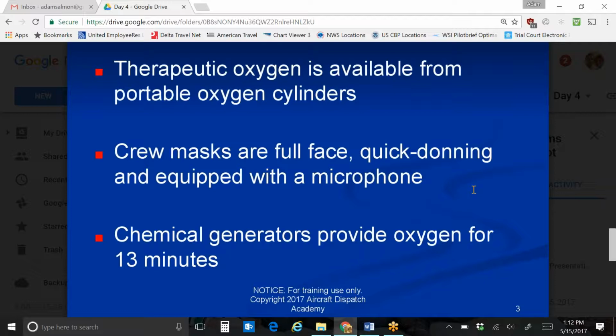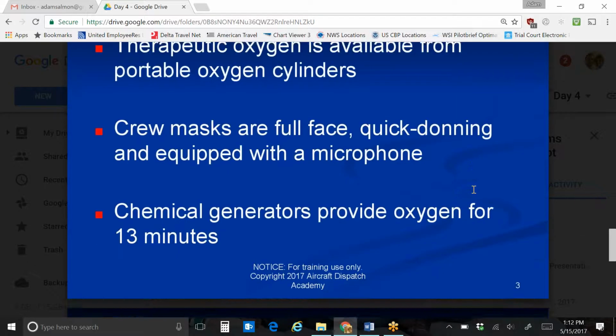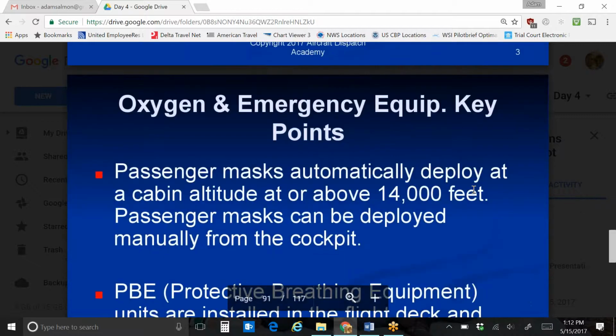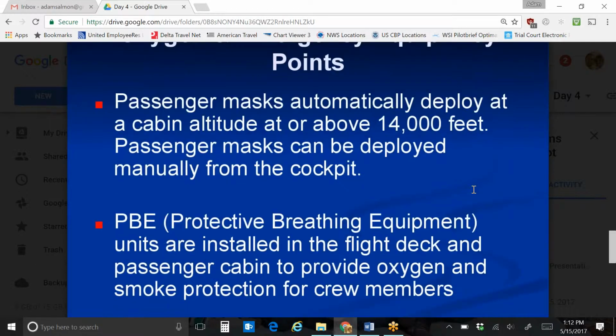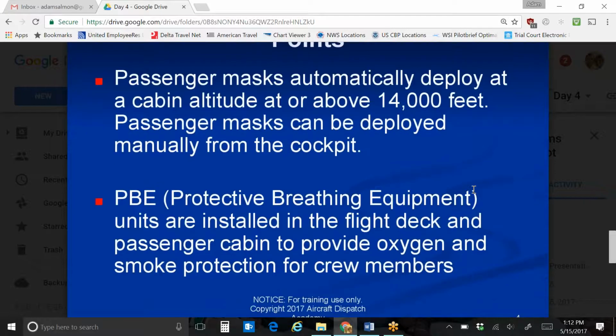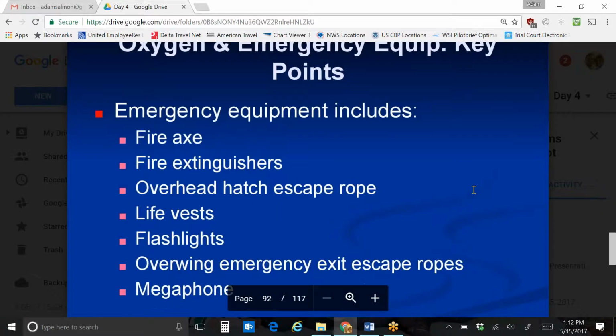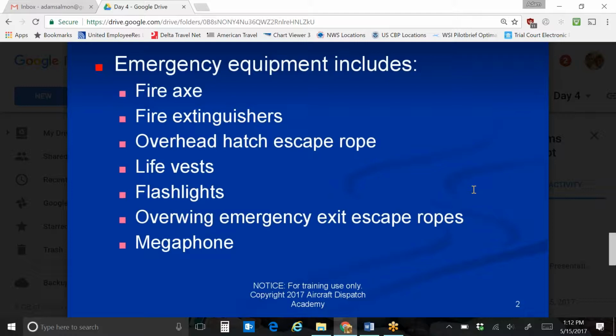So if you see those things fall, the aircraft really needs to get down below 10,000 feet within 13 minutes, which is not very hard to do. They can usually get down very fast, but that's pretty much the only thing in here that you really need to look at and know. This talks about when and how the passenger masks are deployed. This talks about the emergency equipment on board the aircraft.